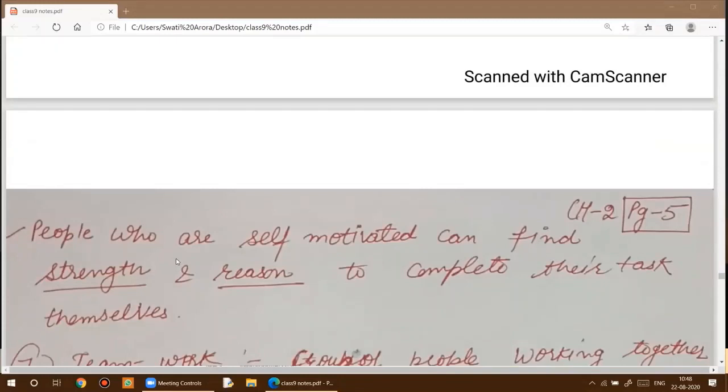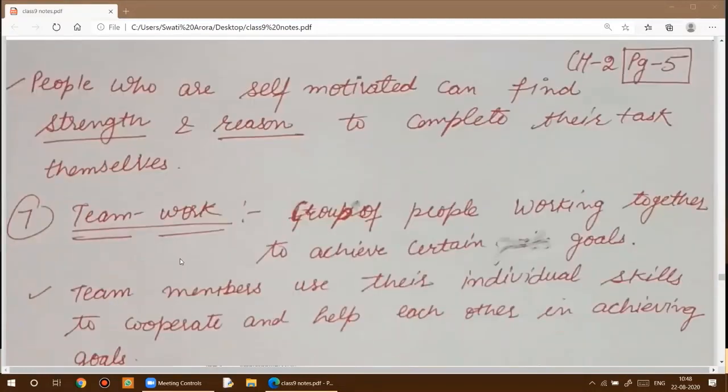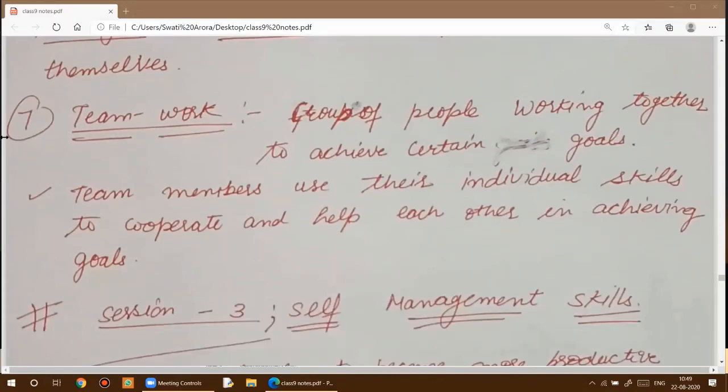Read something positive. Always watch positive videos. Accompany those persons who are positive and self-motivated. So you will slowly learn the art of self-motivation, right? So next is teamwork.